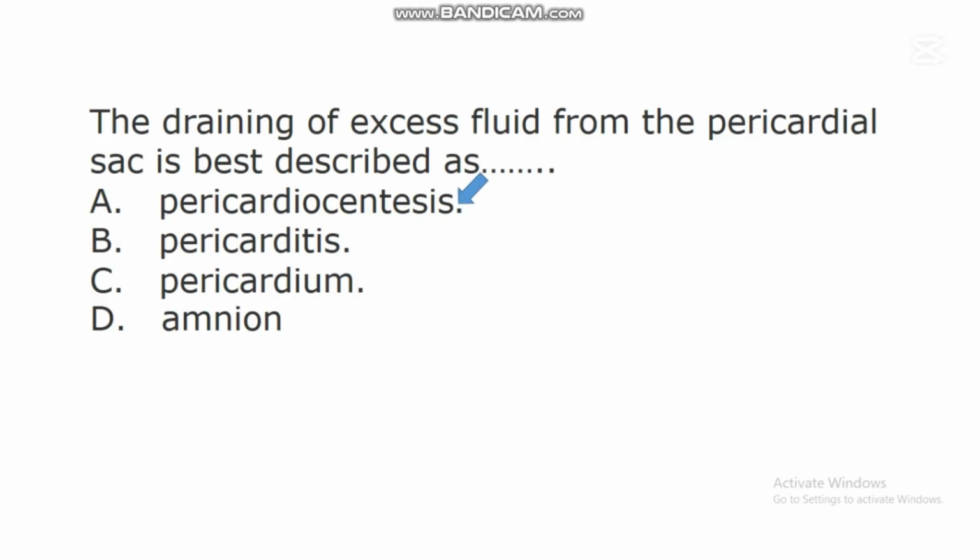So when there is excess fluid within the pericardial sac, it will cause a problem. So scientists can drain this excess fluid from this pericardial sac. So the process of draining this excess fluid from the pericardial sac is best described as pericardiocentesis.